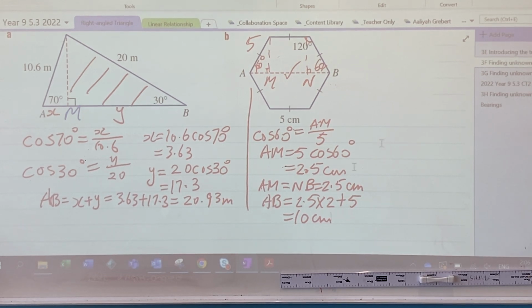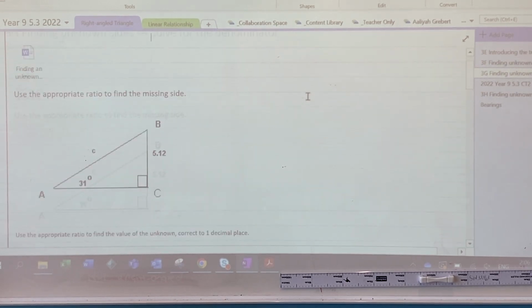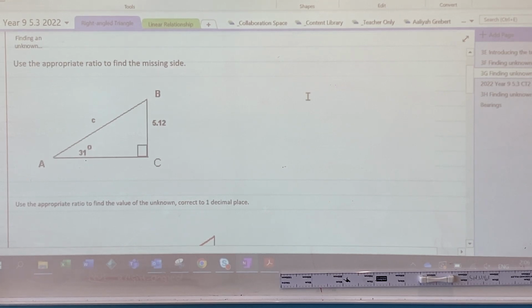Okay, let's move on. Because just now I've accidentally included that example in 3F, hopefully this one is not too hard. Technically we've already done this one just now. Use the appropriate ratio. The question will not say use sine, use cos, use tan. You decide. In the exam, the question will never say use sine to solve this. Based on the information given, we decide which ratio we're going to use.